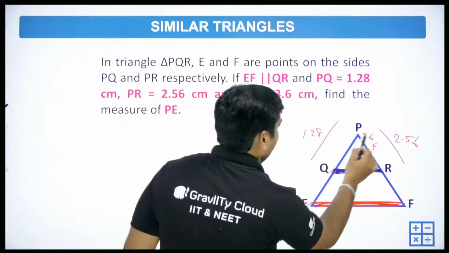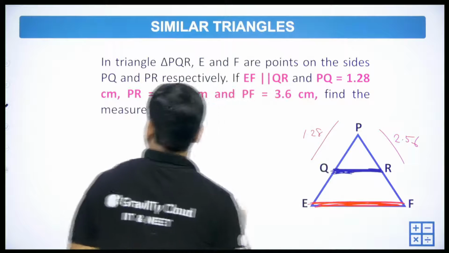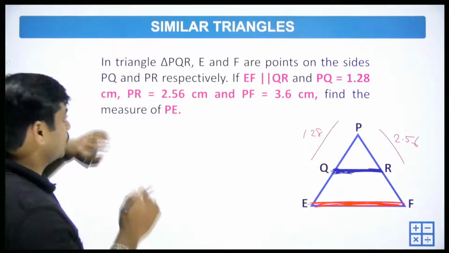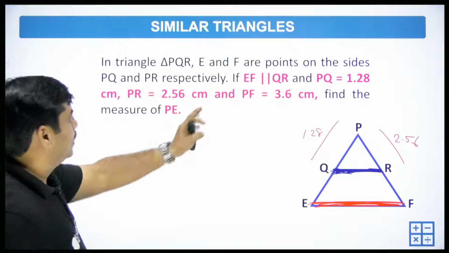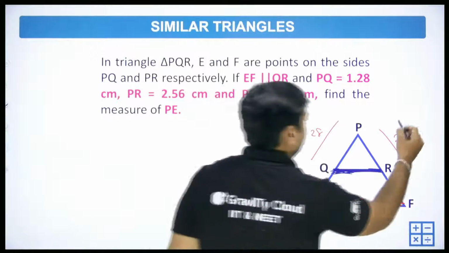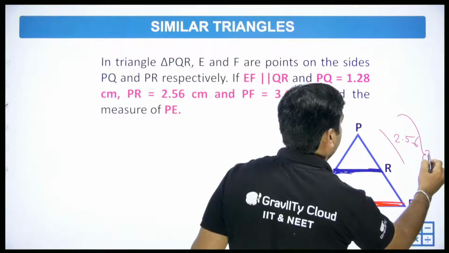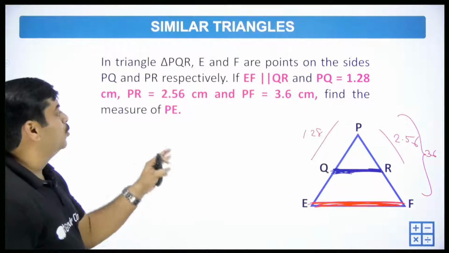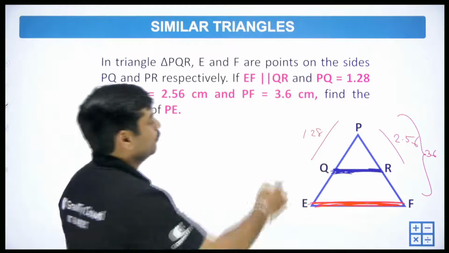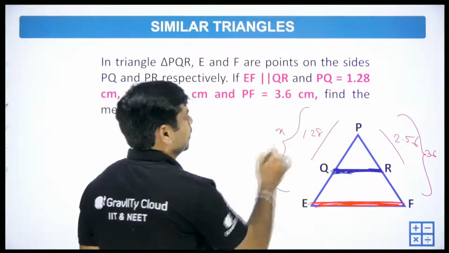Let me erase all the unwanted things here. So let me write once again what information is given to us. PQ is 1.28, correct? PR is 2.56, and the complete PF is equal to 3.6 centimeters. That is very important to be noted. Find the value of PE.